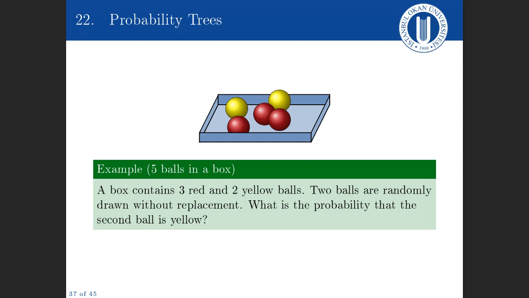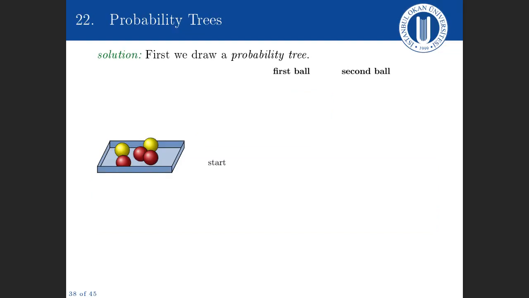First example is about 5 balls in a box. The box contains 3 red balls and 2 yellow balls. 2 balls are randomly taken out of the box without replacement. What is the probability that the second ball is yellow? To answer a question like this, we can draw a probability tree.